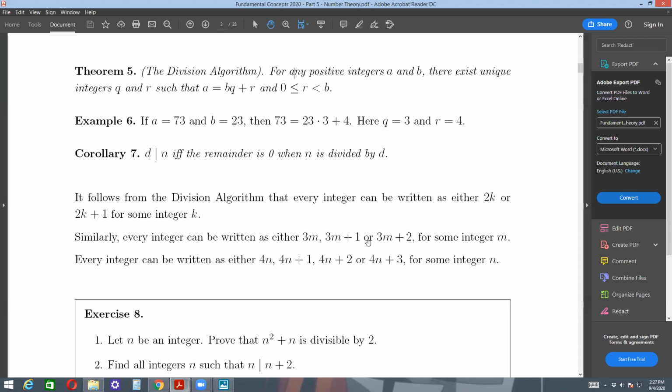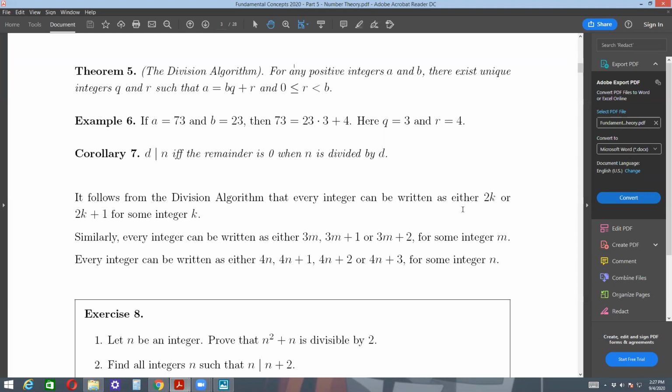Similarly, if you took B as 3, then the possibilities for R are 0, 1, or 2. So it's either 3m, 3m plus 1, or 3m plus 2. I'm using different variables so you don't think it's the same variable each time, right? And then you can continue like that. For 4, every integer is either 4n, 4n plus 1, 4n plus 2, or 4n plus 3.